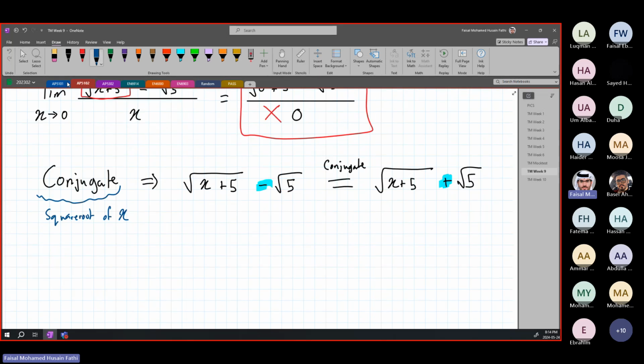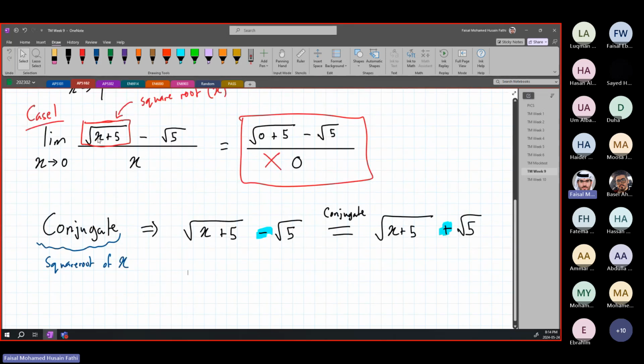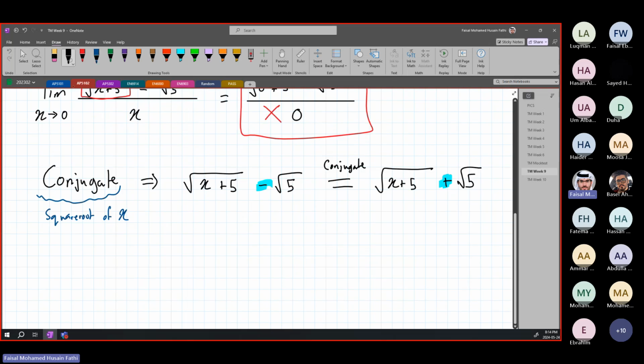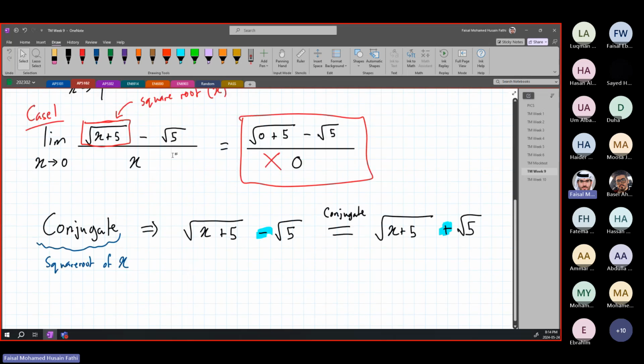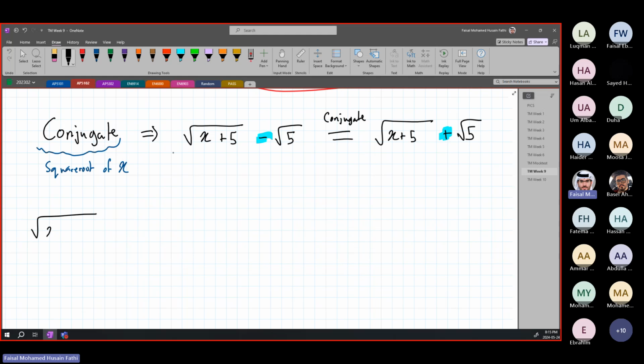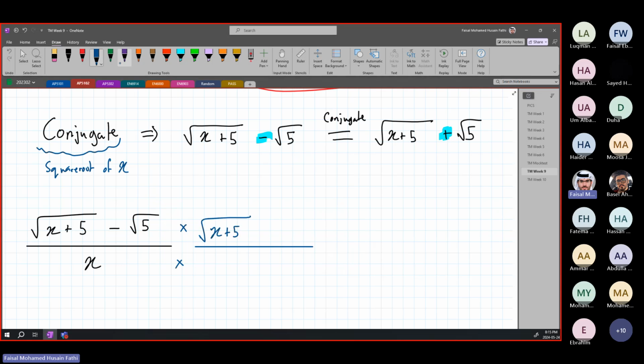So what are we going to do with this conjugate? This was our equation, the limit of the square root of x plus 5. Let me rewrite it here. Looking just at the function, it's the square root of x plus 5 minus the square root of 5, over x. So what is the idea of the conjugate? Why are we finding the conjugate? We want to multiply top and bottom by this conjugate. That is the whole point. So we're going to multiply up and down by the square root of x plus 5 plus the square root of 5, the conjugate.